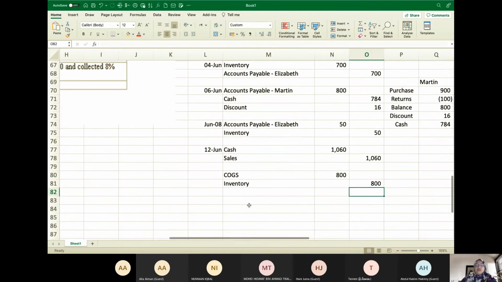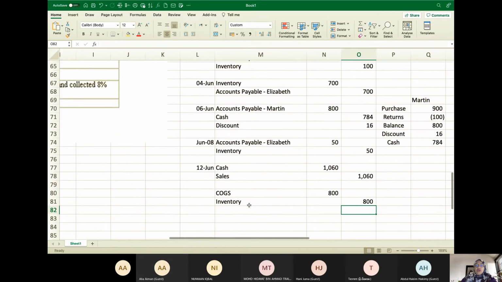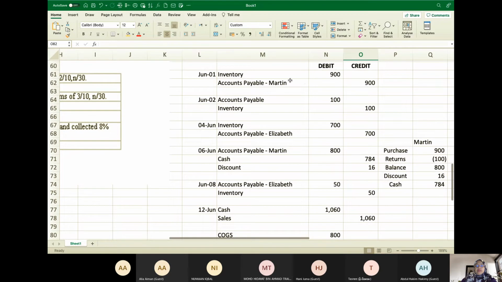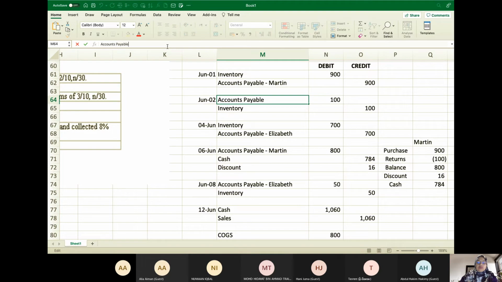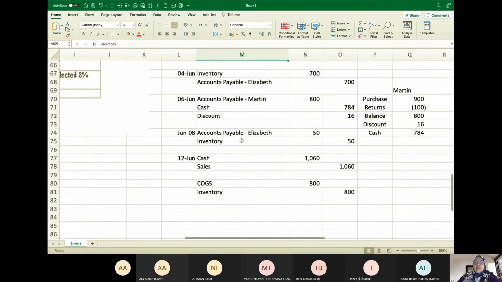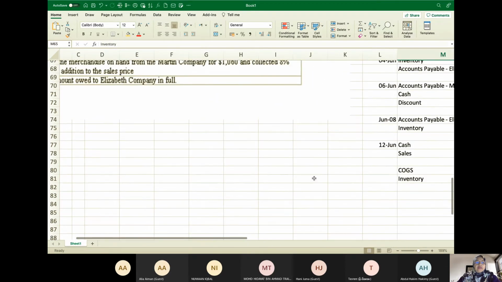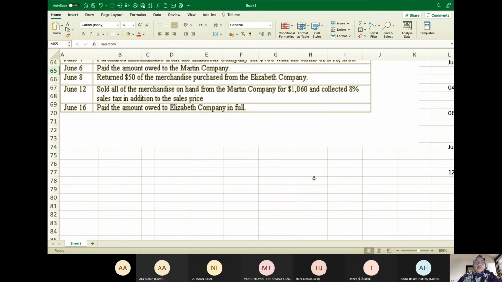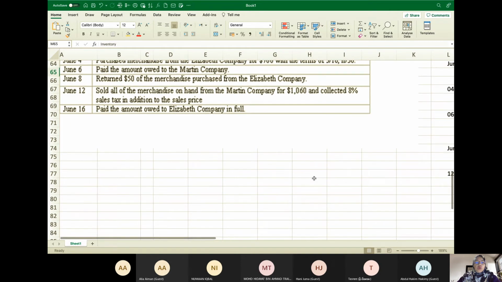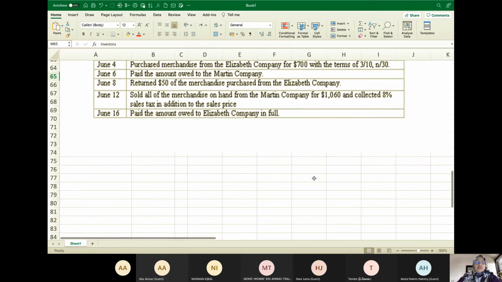So this one is to record the sale of the goods that you first purchased from Martin. So Martin, first you purchased 900, and then you have returns of 100. Here, Martin, so it's easy for you to refer to. So it means that the balance 800 is your cost of goods sold. And finally, we have paid the amount owed to Elizabeth in full.